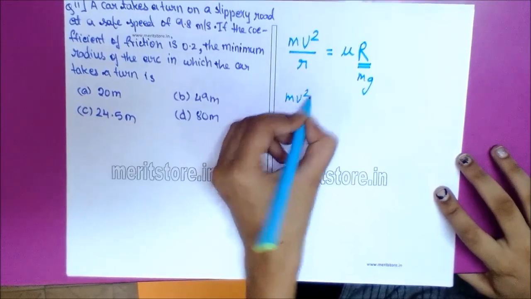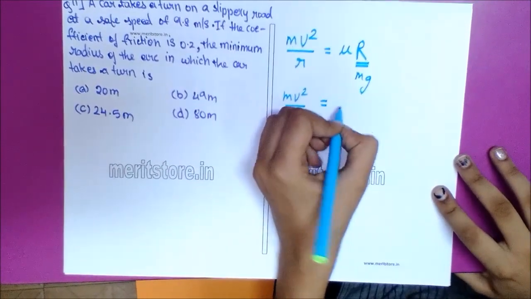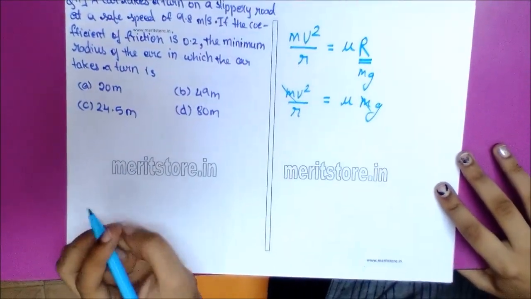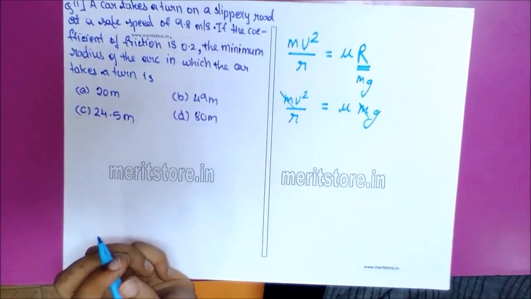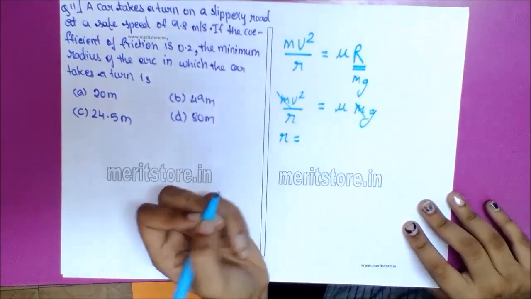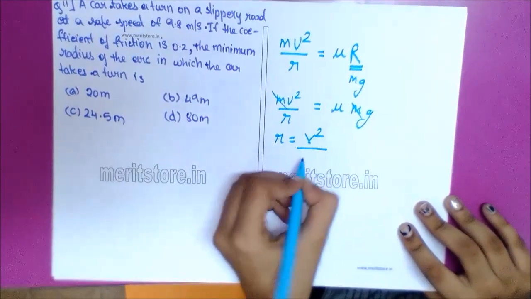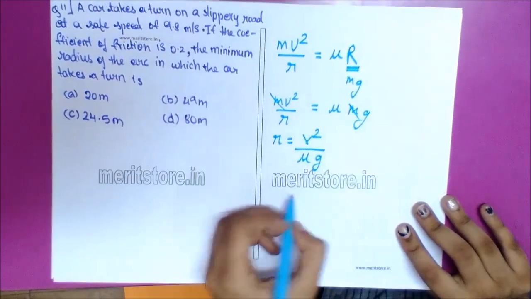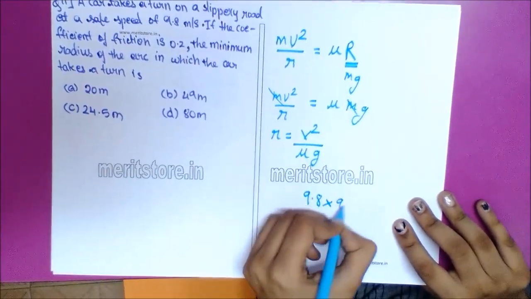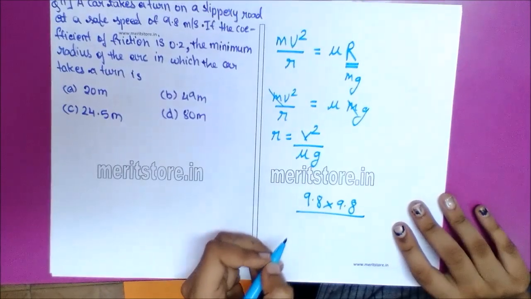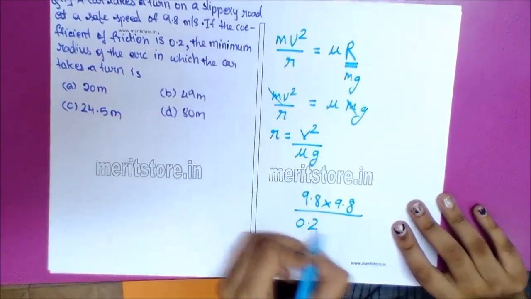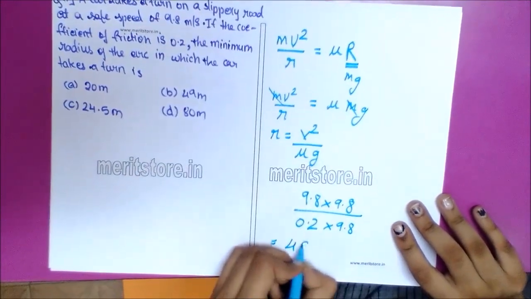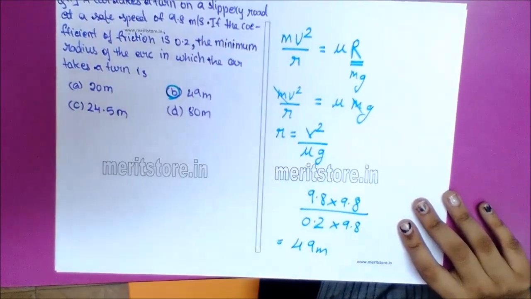Therefore mv square by r will be equal to mu mg. M and M will get cancelled, therefore v square by r is equal to mu g. Now r will be equal to v square upon mu g. V is given to us as 9.8, so it is v square, therefore 9.8 into 9.8 upon mu, which is given to us as 0.2, and g is also 9.8. So when you solve this, you get your answer as 49 meter. Option B is the correct option.